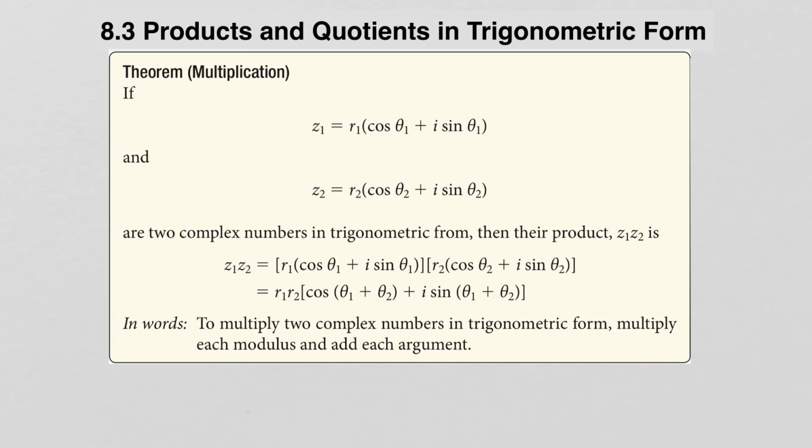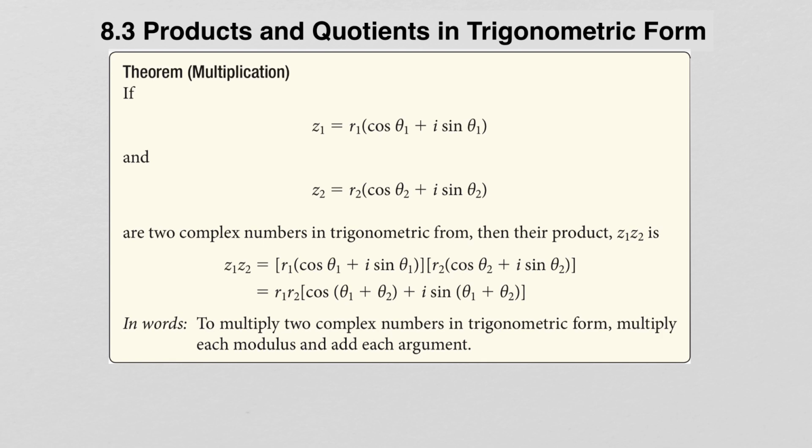In section 8.3, we look at products and quotients in trigonometric form. So we're talking about multiplying or dividing complex numbers in trigonometric form. So we start with a theorem. Suppose z1, our first complex number, has a modulus r1 and an argument theta 1, and z2, our second complex number, has a modulus r2 and an argument theta 2.